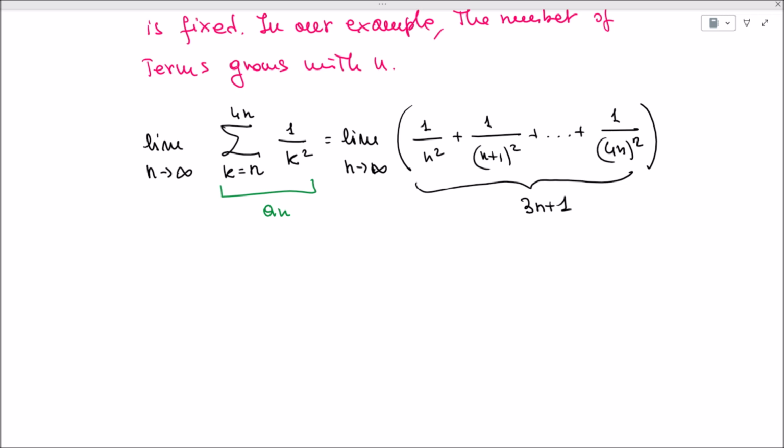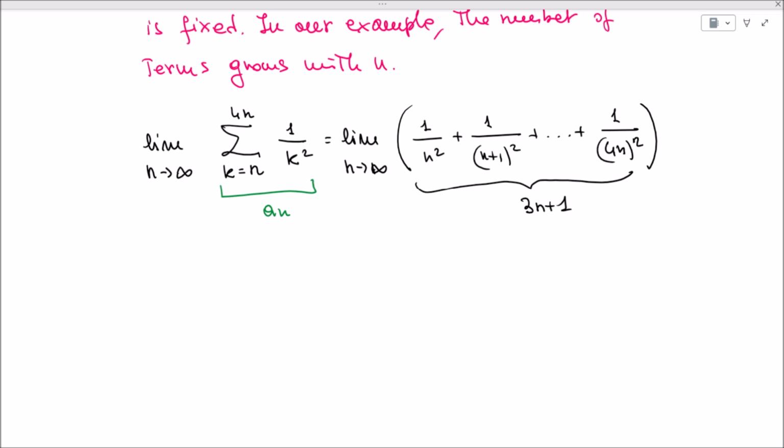Okay, every element of the sequence is larger than or equal to 0. But at the same time, this will be less than or equal to 3n plus 1 times the largest of the terms that we are adding, which is 1 over n squared.